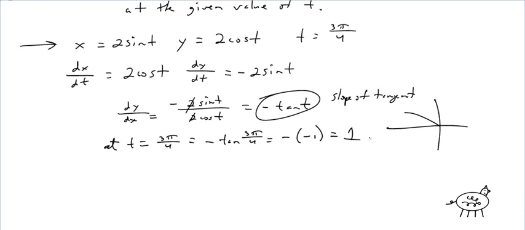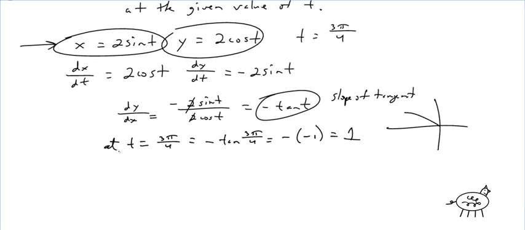Now I need to figure out an x and a y coordinate in order to come up with an equation. You just plug into the original problem, t equals 3 pi over 4. So x equals 2 sine of 3 pi over 4. So x equals 2, and sine of 3 pi over 4 is positive root 2 over 2.